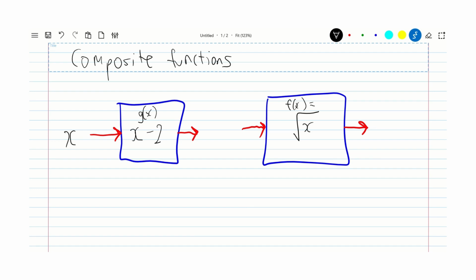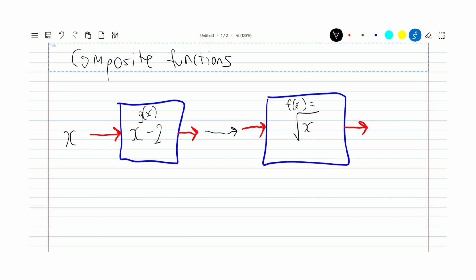And so what that function does is, if you put x into there, it takes the square root of it and pumps it out. So what we've got is this machine, and whatever comes out of the g of x machine goes straight into the second machine. So a composite function is where it goes through two machines, one after the other.